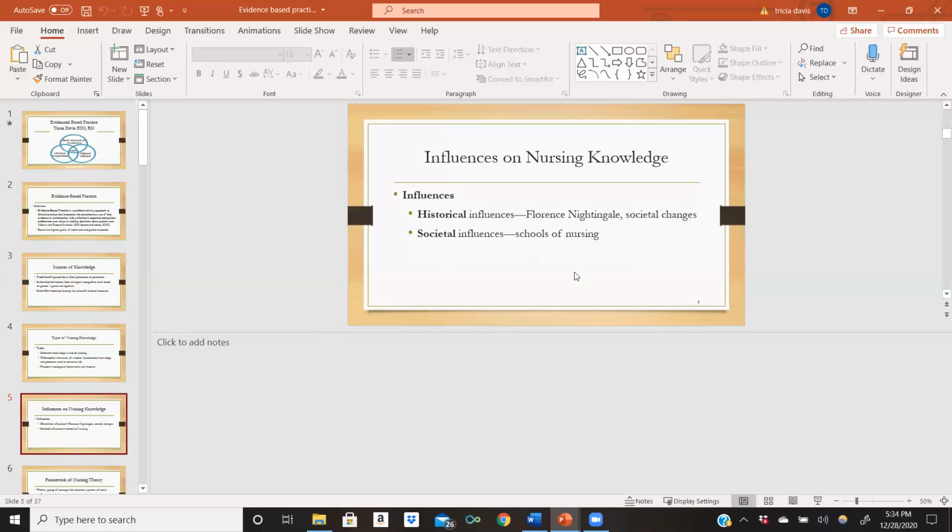So, influences on nursing knowledge. We have historical influences that have made a huge impact on what we know about nursing. Examples of historical influences would be Florence Nightingale. We just learned all about that during our first week. And then some societal changes that took place many years ago from the times of Florence Nightingale. And then we have societal influences, which would be our school of nursing and that type of information.